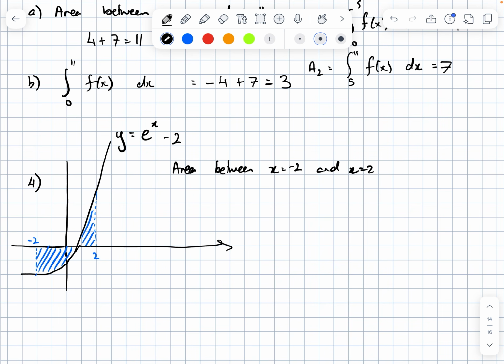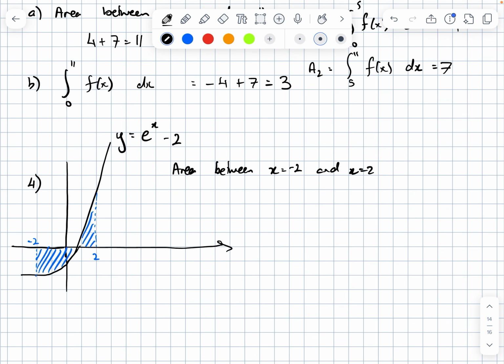Now we don't know where it swaps over, so we need to calculate the x-intercept, which is when y equals 0. So firstly, 0 equals e to the power of x minus 2. Bring the 2 over and take the natural log of both sides. x will equal ln 2. So this value here is ln 2.